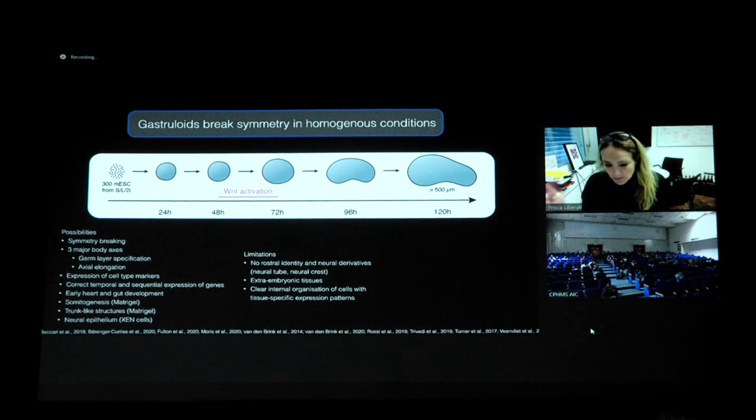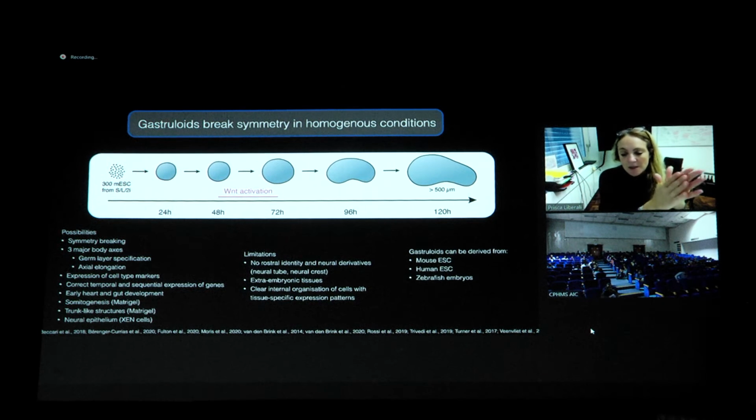There are some limitations. There's no real rostral identity in the neural derivatives. So it seems in the normal protocol, there's no real neural tube or neural crest. There's no extraembryonic tissue, and there's no clear internal organization of cells, so there's not a lumen or clear organization of the cells. And this can be done with mouse, human, and zebrafish embryos.